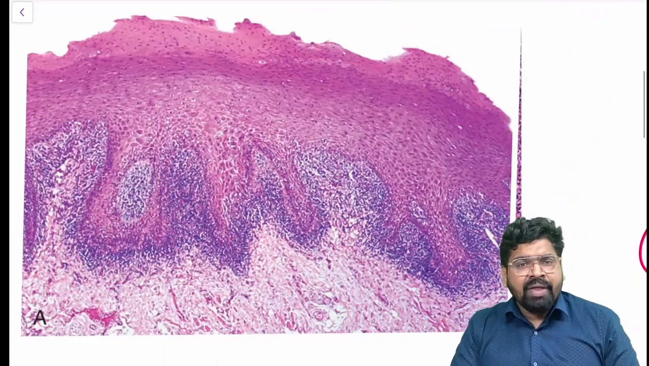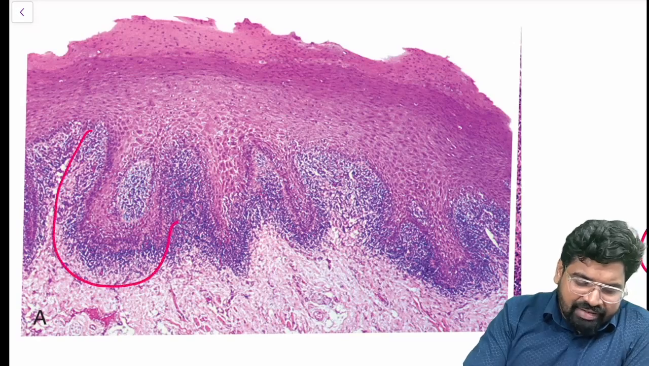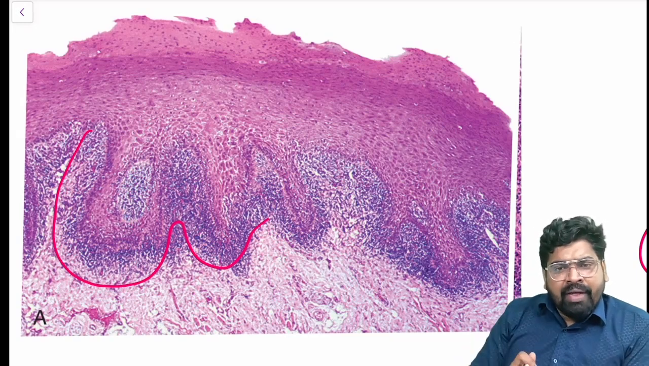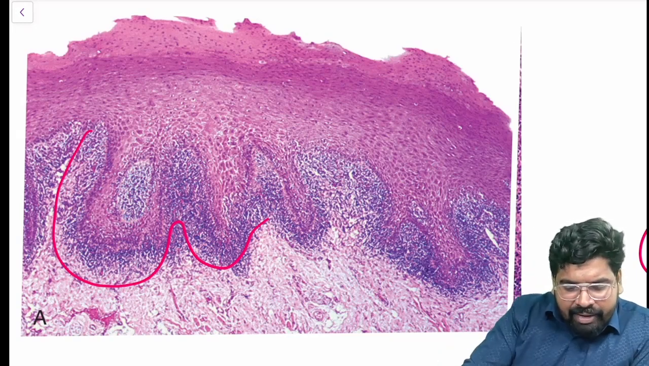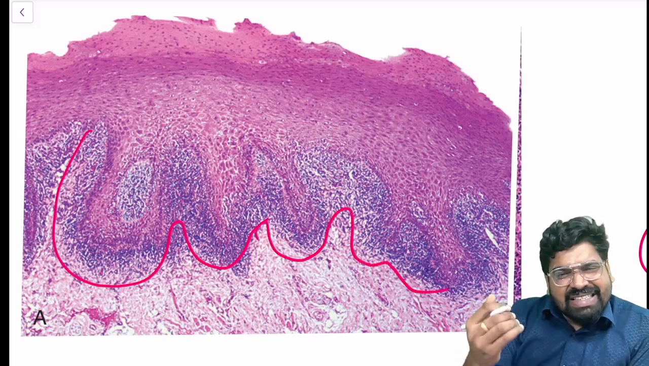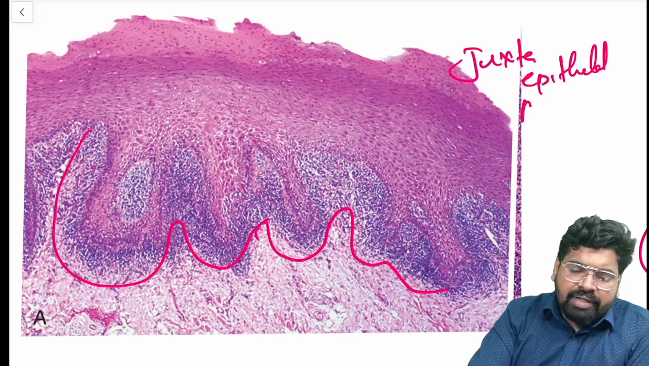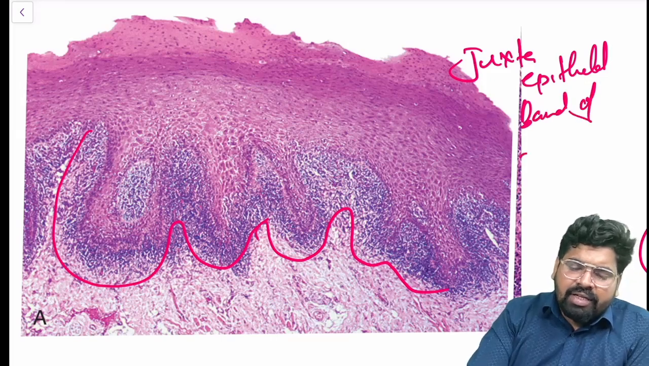Come to the histology. The blue thing you are seeing here is a dense band of lymphocytic infiltrate. The blue band you are seeing is just like a band just below the epithelium. It is called juxta-epithelial, a juxta-epithelial band of lymphocytes.